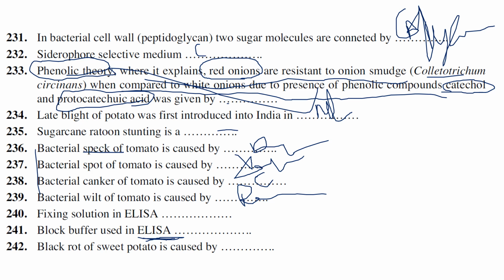Black rot of sweet potato is caused by the pathogen Ceratocystis fimbriata. In diseases of sweet potato we might have studied this. Black rot of sweet potato: Ceratocystis fimbriata.